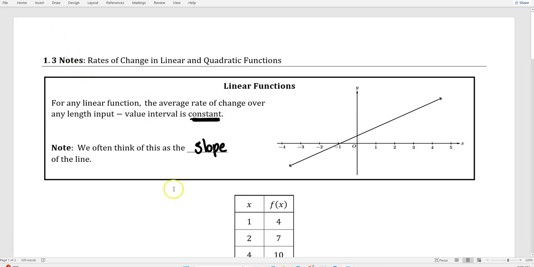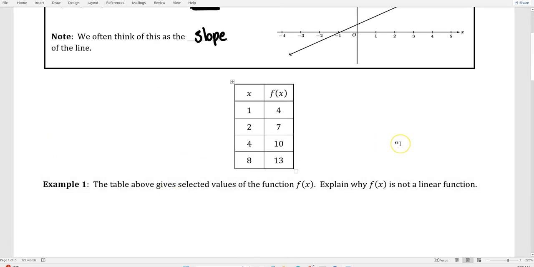Okay, so what we're primarily going to be focusing on in this little section is being able to look at a table and tell if the function is linear or non-linear, quadratic, or neither, right? So the table above gives selected values of the function. Explain why f is not a linear function.